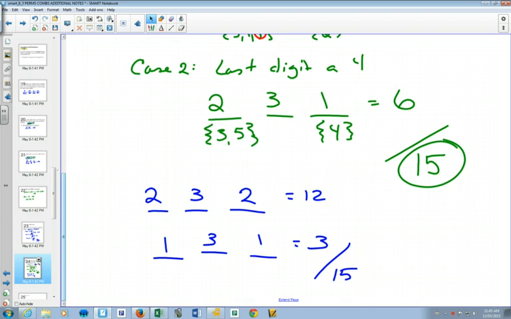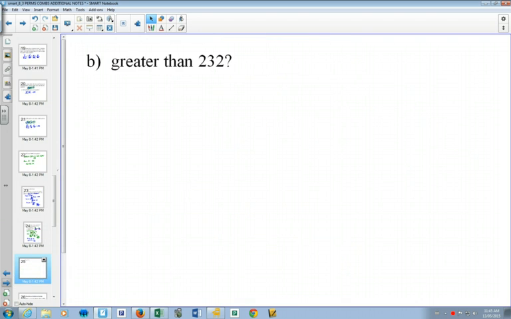For part B now, we need it to be greater than 232. Okay? This one doesn't have to be even. Part A was greater than 300 and even. Part B is just greater than 232. Why is this one problematic?